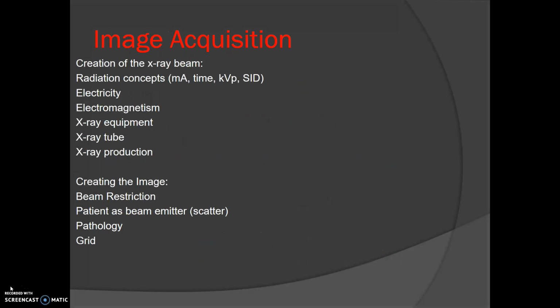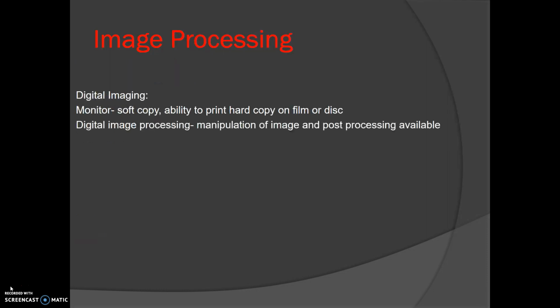Image acquisition includes the following: creation of the X-ray beam involving radiation concepts such as MA, time, KVP, SID, electricity, electromagnetism, the X-ray equipment, the X-ray tube, and X-ray production. Creation of the image includes beam restriction, the patient as a beam emitter, pathology, and the grid.